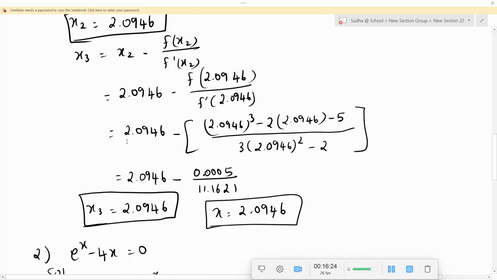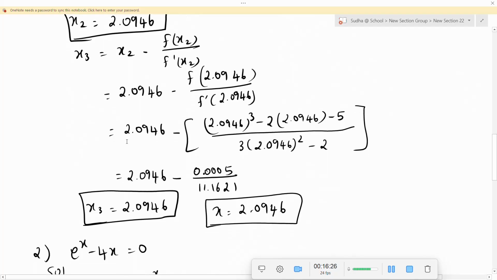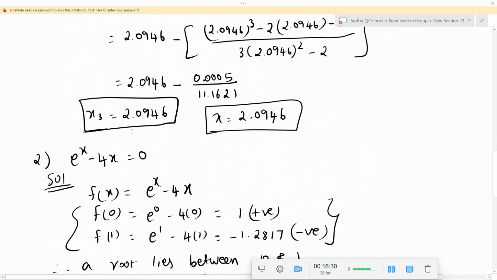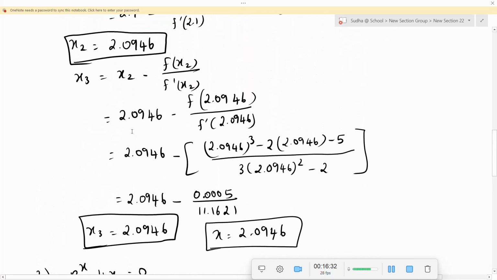Similarly, you have to continue the process. When exactly four decimals are repeated, then we have to stop the process. Here x2 and x3 have exactly four decimals repeated. So then we have to stop the process.